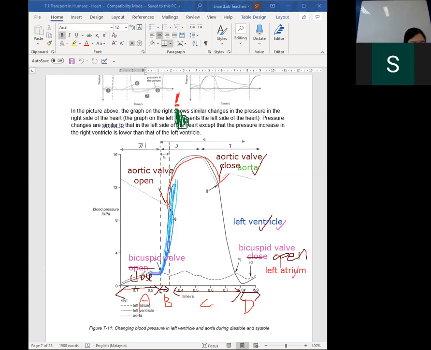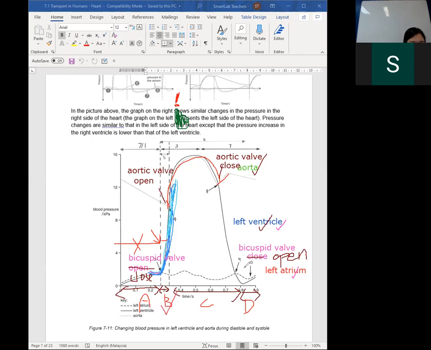You see, in A, the bicuspid valve was open, open, open, open, open. Then only at this point it starts to close. Understand what I mean? So it cannot be here because the bicuspid valve is open. So it's B? It's B, correct.